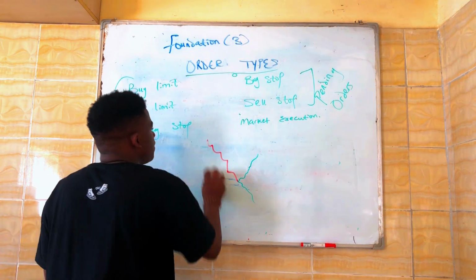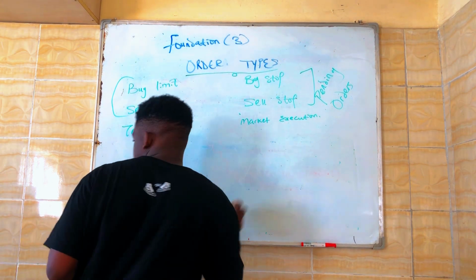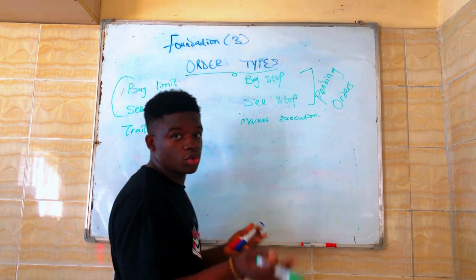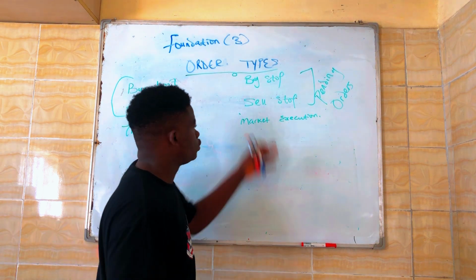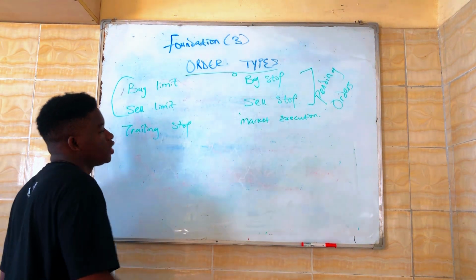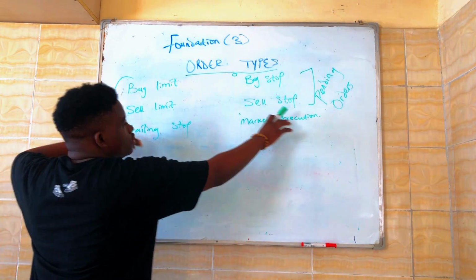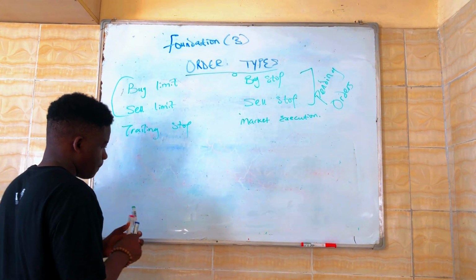Now, I told you the other ones are pending orders, right? Please, if you're confused in any way in this video, feel free to go back and rewatch it, or you can use the comment section and type out where you're confused, and I'll definitely get back to you. Okay? So, we're done with market execution. Now, I told you these ones are called pending orders, right? Let's start with the buy limits.